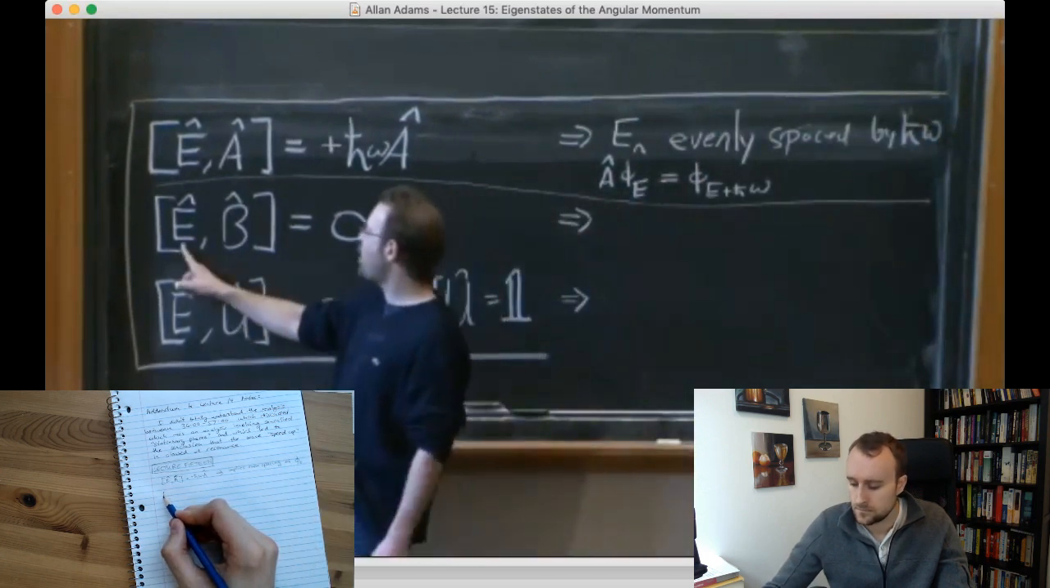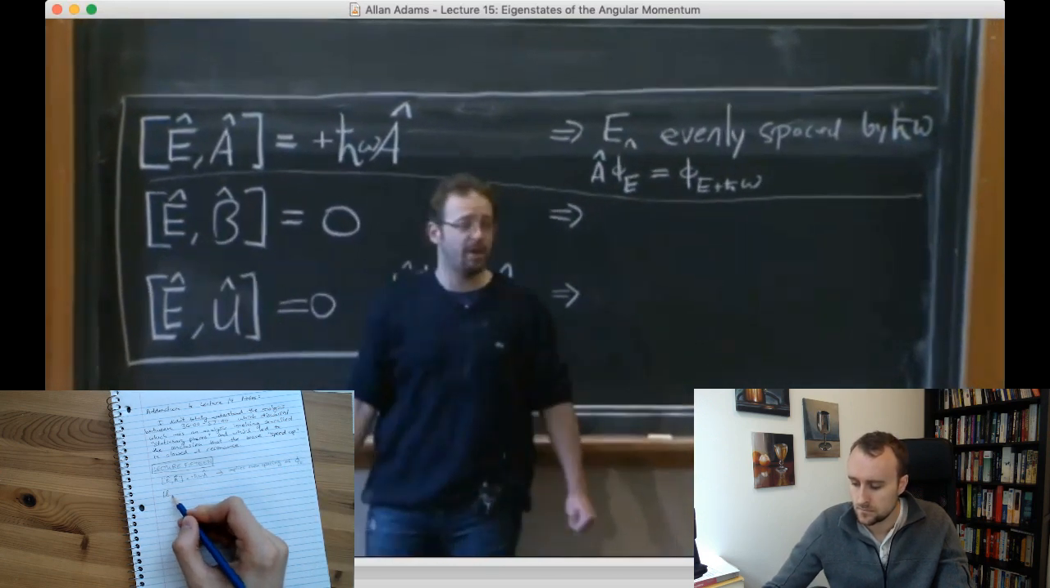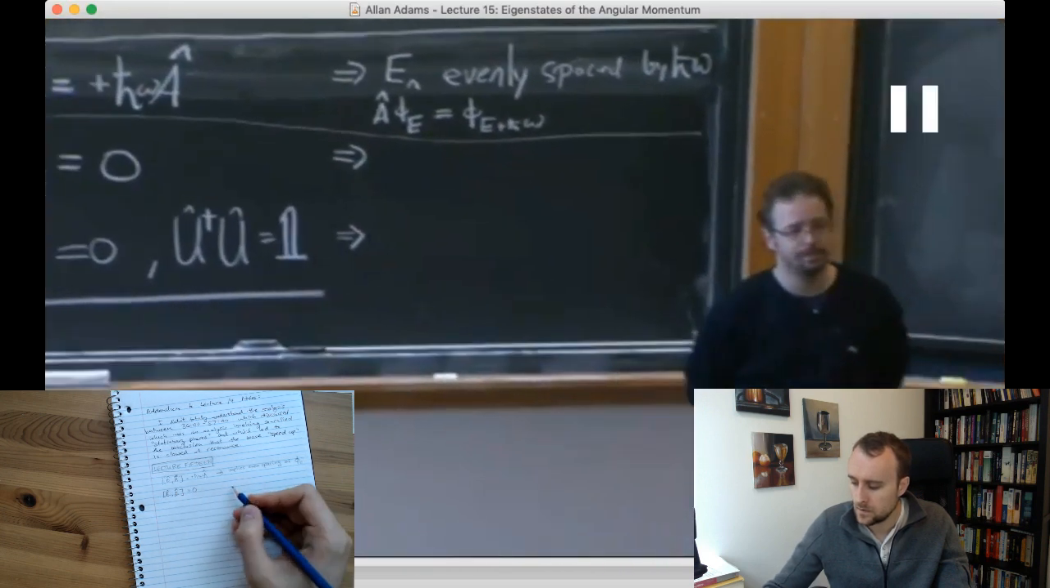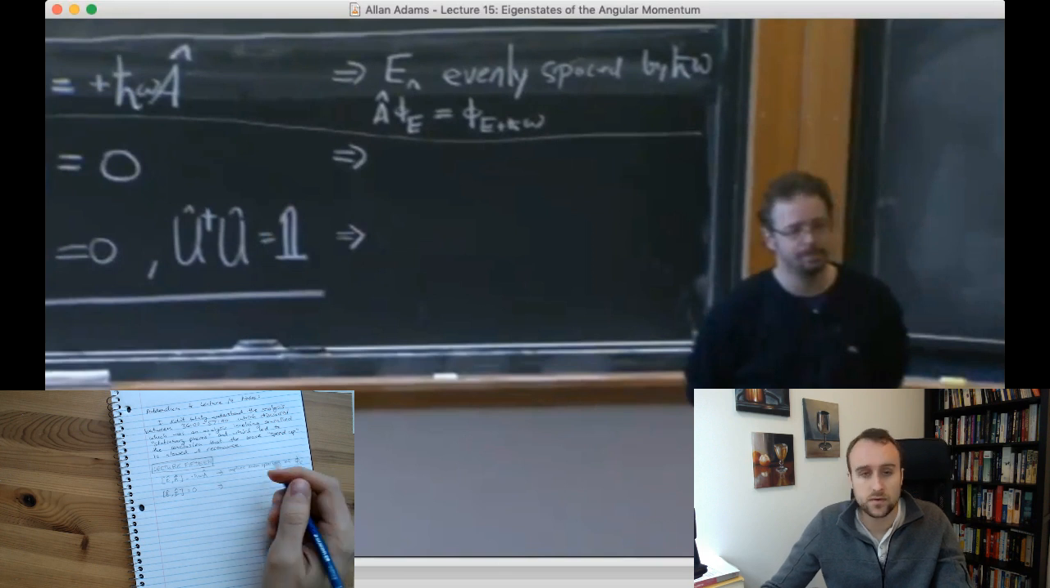Second statement: suppose I have an operator B which commutes with the energy operator, so that the commutator vanishes. What does that tell you about the system? Student: It means that they're both simultaneously measurable.